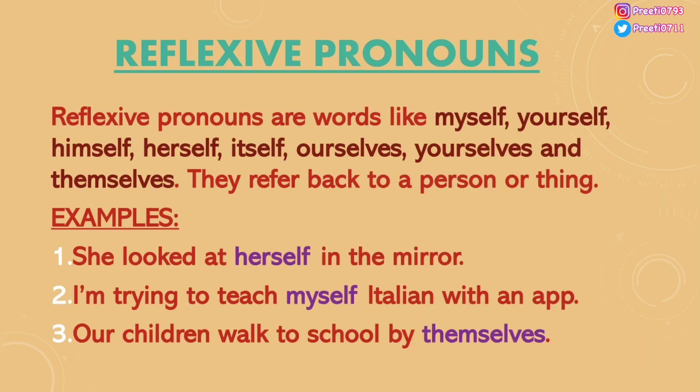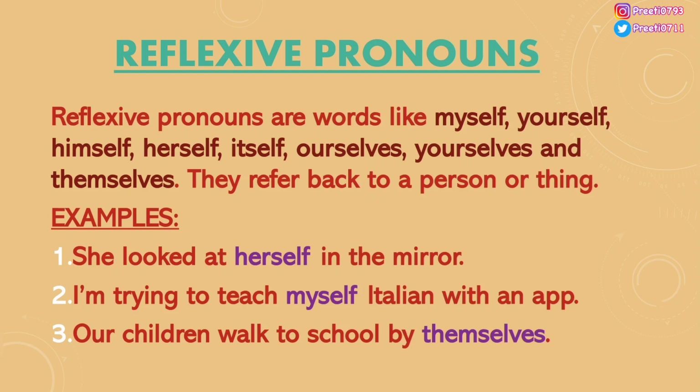The next type of pronoun is the reflexive pronoun. Reflexive pronouns are words like myself, yourself, himself, herself, itself, ourselves, yourselves and themselves. They refer back to a person or a thing. So a very common plan to find out whether they are reflexive pronouns or not is that we have to look for the word "self" or "selves" at the end of the word. So if there is a word "self" or "selves", then there are chances that it will be a reflexive pronoun.